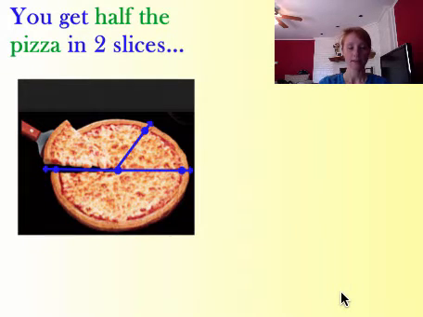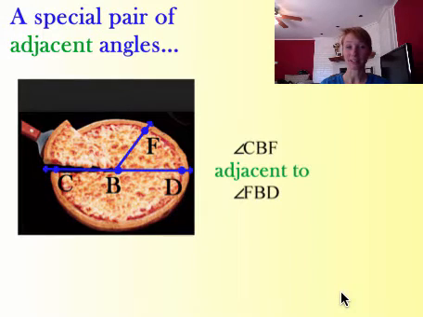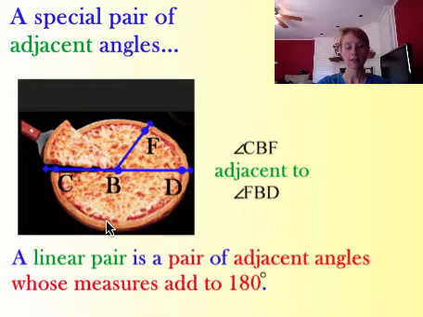Let's go back to our pizza. Let's imagine that you get half of the pizza and it's been split into 2 slices, but it's half the pizza. Okay, we're going to again represent these slices as angles. And it's a special pair of angles. Again, they are 2 adjacent angles. Angle CBF and angle FBD are adjacent because they share a vertex, vertex B, and they share this side, side BF or ray BF. But they're not only adjacent angles. They form a linear pair. Remember, a pair is 2, so these 2 angles are a pair of adjacent angles whose measures add up to 180 degrees. And that's what a linear pair is.